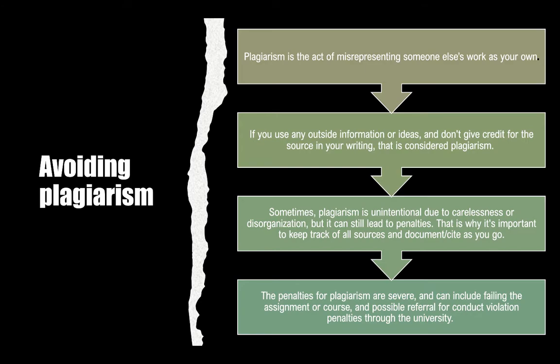That's why it's very important that you should keep track of all your sources. You should be taking notes over all your sources and make sure that you know where each piece of information came from. Because I didn't know is not going to be a good enough reason to not be accused of plagiarism. Make sure that you are very diligent about this. Penalties for plagiarism are severe and can include failing the assignment or course, and possibly referral to conduct violation penalties through the university. So usually for the first time that you are accused of plagiarism, you get a 0 for the assignment. The second time, 0 in the class. And then beyond that, that is where the university takes over and starts with their own brand of justice.